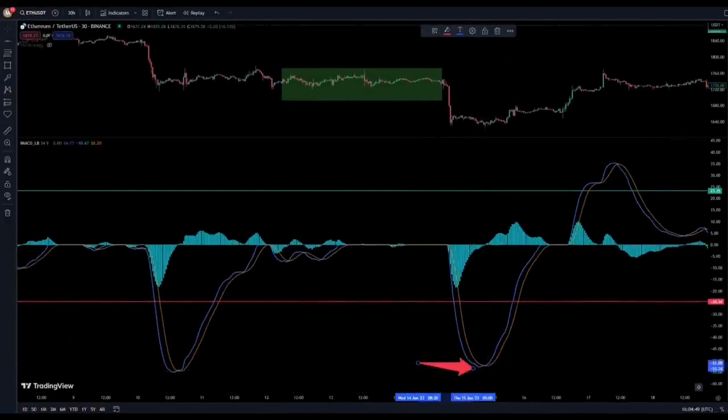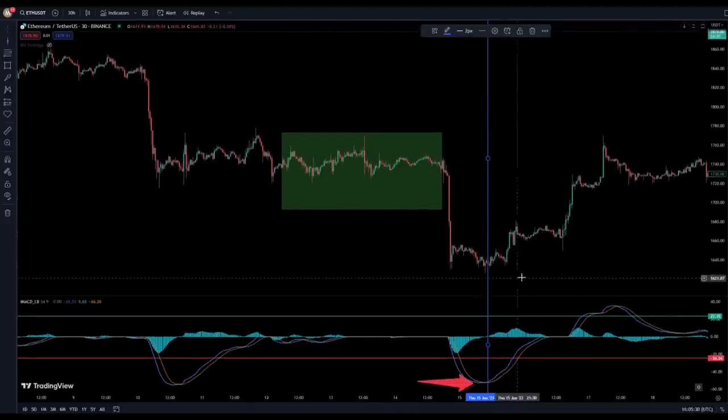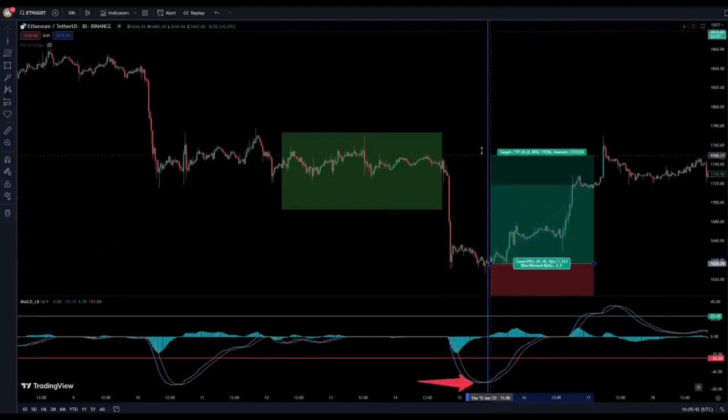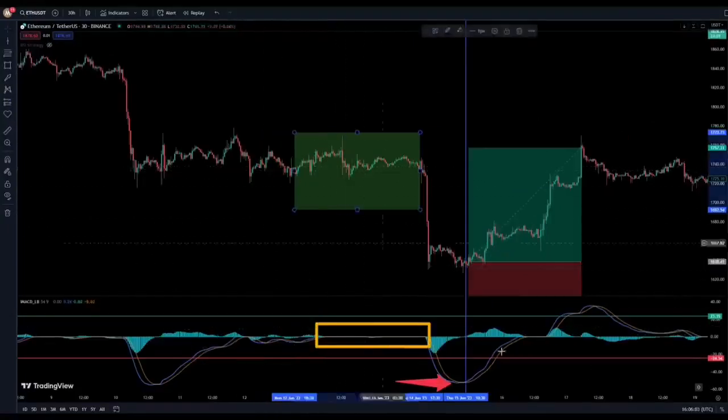I draw a vertical line here. Let's see where the signal is on the chart. It's parallel to this point on the chart and we can enter a trade here. In this area back here, the market is in range zone and the indicator has shown no movement and the lines are overlapping in the middle.